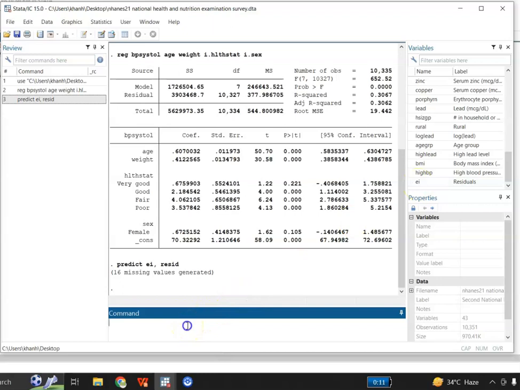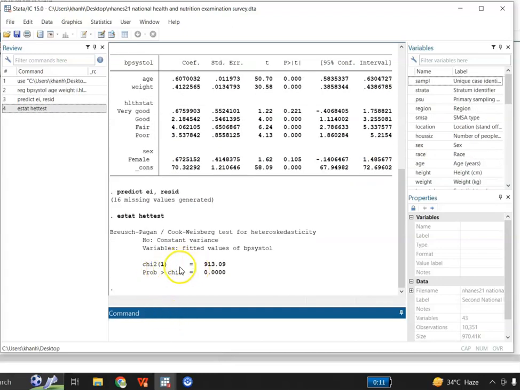First of all, I would like to test for homoscedasticity. So for this I write estat hettest. I am telling STATA to conduct a test for heteroscedasticity. Now here are the test results. The null hypothesis is that the variance of the residual is constant, but its chi-square p-value rejects this null hypothesis, and it shows that there is heteroscedasticity in this data.